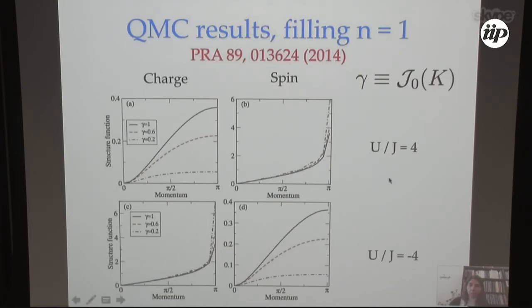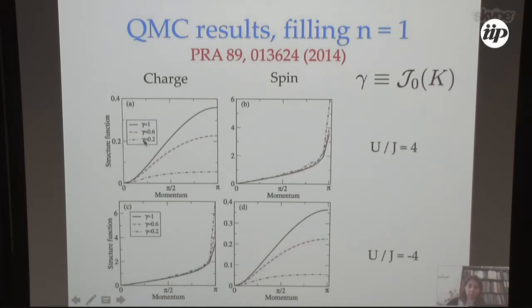Let me now show you the results from the quantum Monte Carlo for filling one. We are fixing the filling. It was published there. I will call J naught of K gamma, to put labels in this plot because otherwise it's too long. So gamma equal 1 is the Hubbard model. Gamma equal 0 is the model I have solved before. And we are going to look at what happens in between.